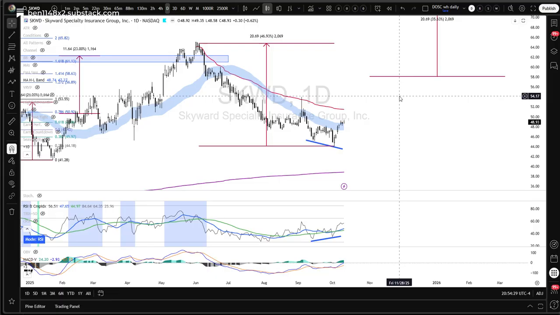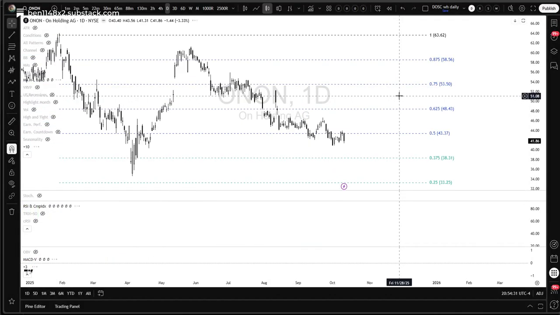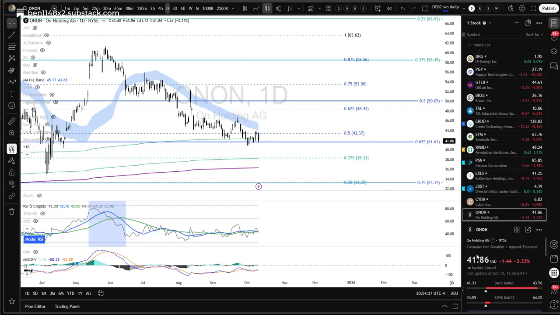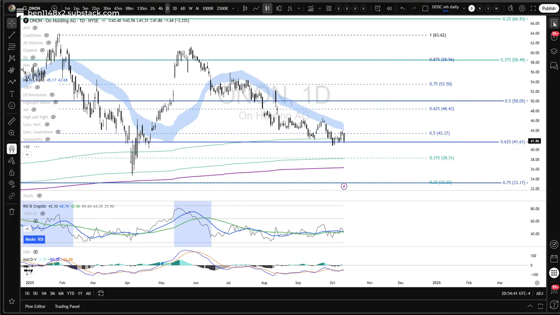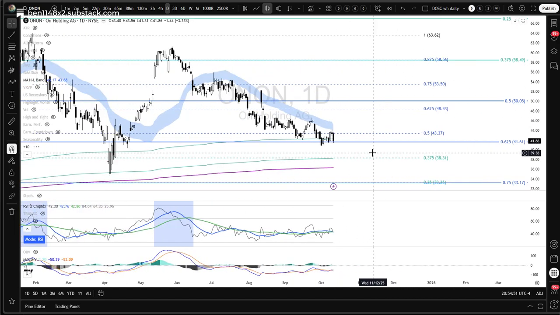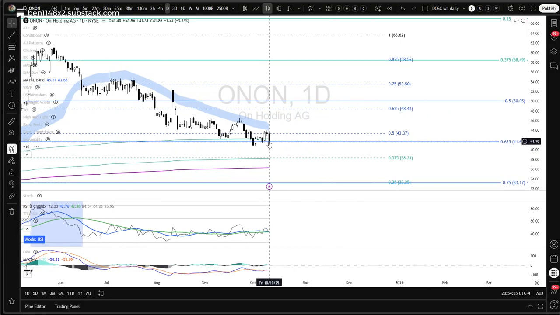Two more names that I want to take a look at. So ONON, On Holding, is in the retail sector. This is consumer non-durables apparel. We said that consumer discretionary does not look very good right now when we looked at that XRT chart. But then we saw that ONON put in a higher low for the week when the rest of the market put in a lower low.